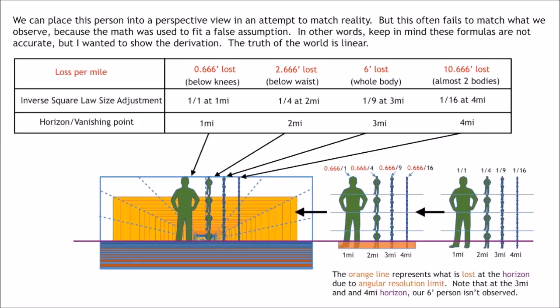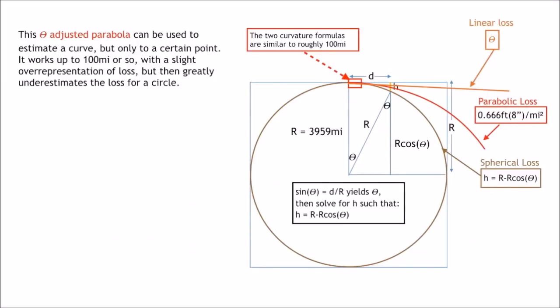So I just took the picture on the right, and you just chop off a portion of it and move it into perspective. That's all that's being done. It's an exponential size change with a standard set loss set against our perspective view. And this is somewhat of our theta adjusted parabola, or a parabolic loss. So it can be used to estimate a curve again, but it's only good to a certain point.